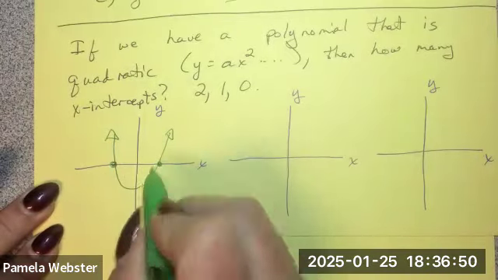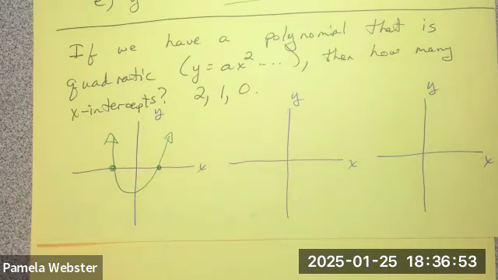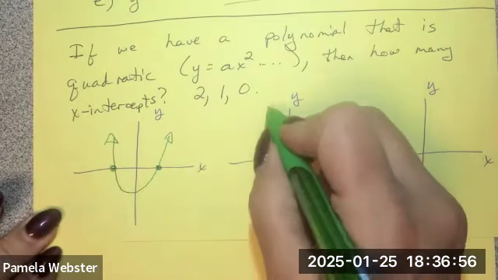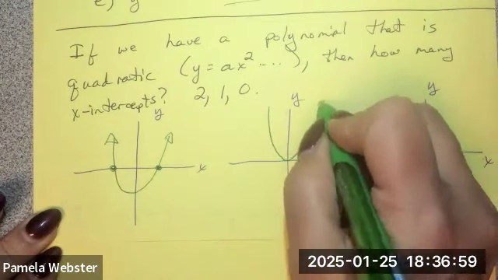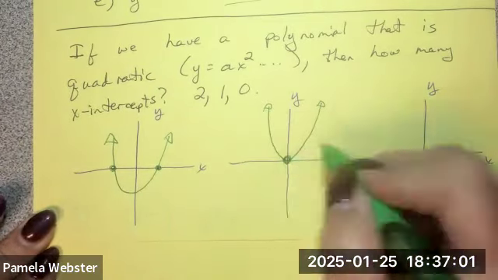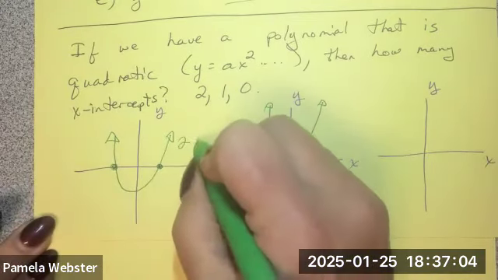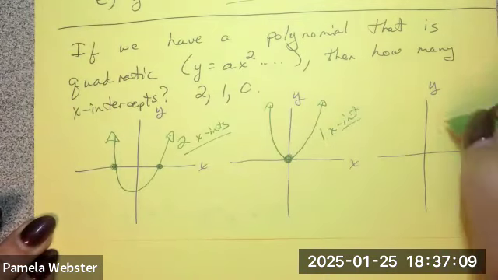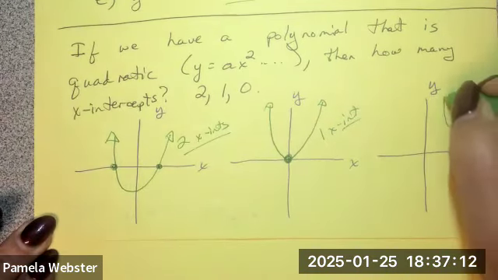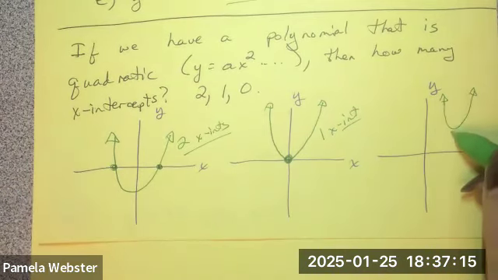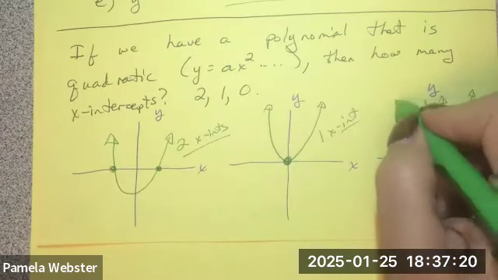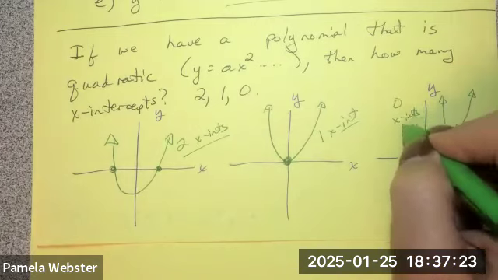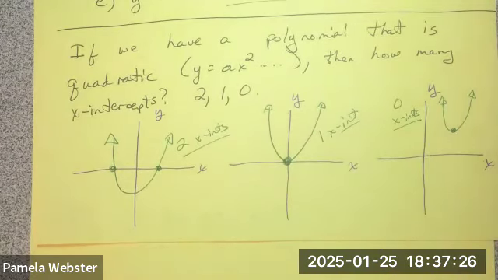This guy would have 2 x-intercepts, right? And then this one would have 1 x-intercept. So 2 x-intercepts, 1 x-intercept. And this guy, because he starts up here and he only goes upward, he's going to have 0 x-intercepts, right? None. He doesn't cross the x-axis. He starts above the x-axis and he only goes up.